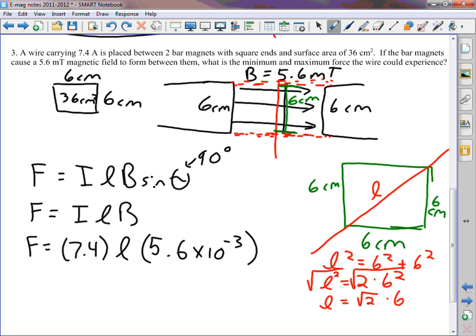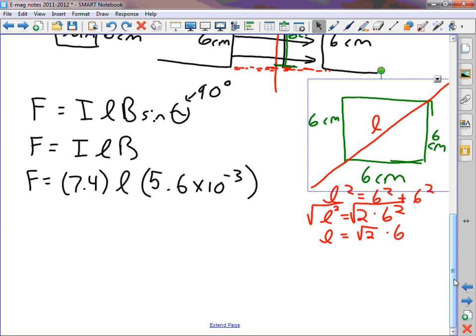And that's the trick. Whenever you have two equal sides of a right triangle, a 45, 45, 90 right triangle, like this one here is forming, the hypotenuse is always equal to square root of 2 times the length of the sides. And so that's the longest length that I can get in there. So let's take square root of 2 times 6 and substitute that in for L.